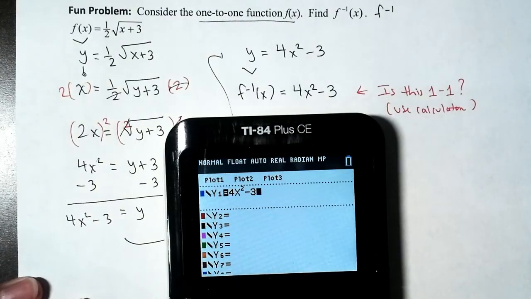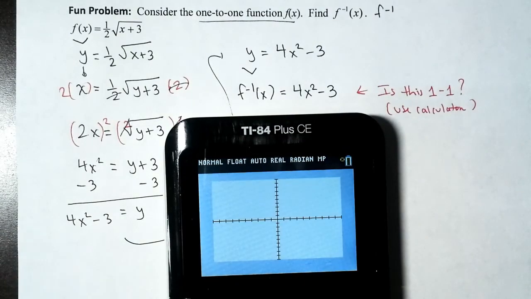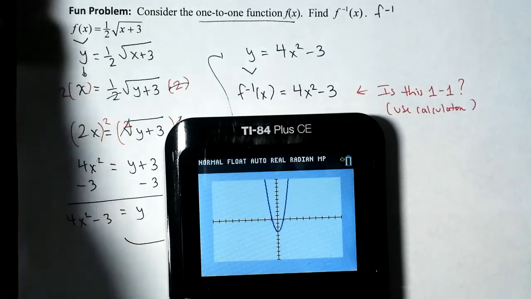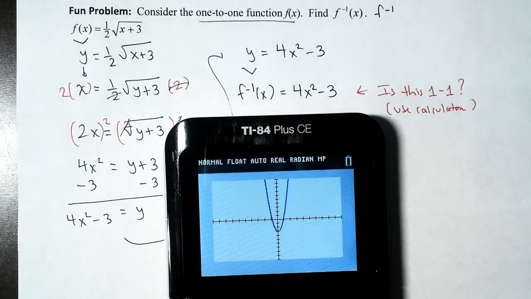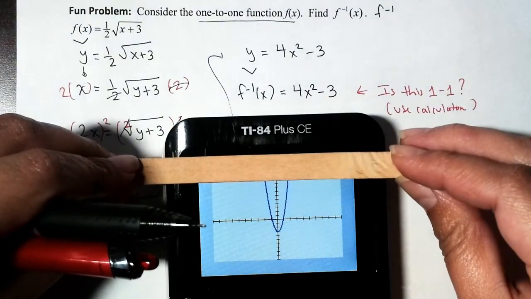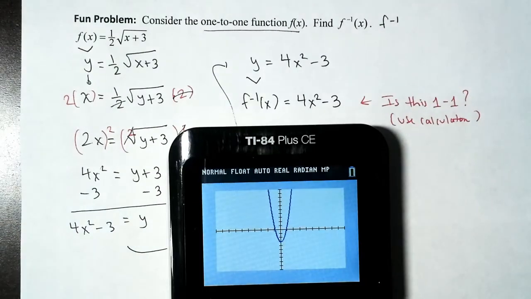All right, cool. Let's graph it. Is this a one-to-one function? To determine if a graph is a one-to-one function, we use the horizontal line test. We take our horizontal line, slide it across, and make sure it doesn't touch the graph in more than one place at any given time.